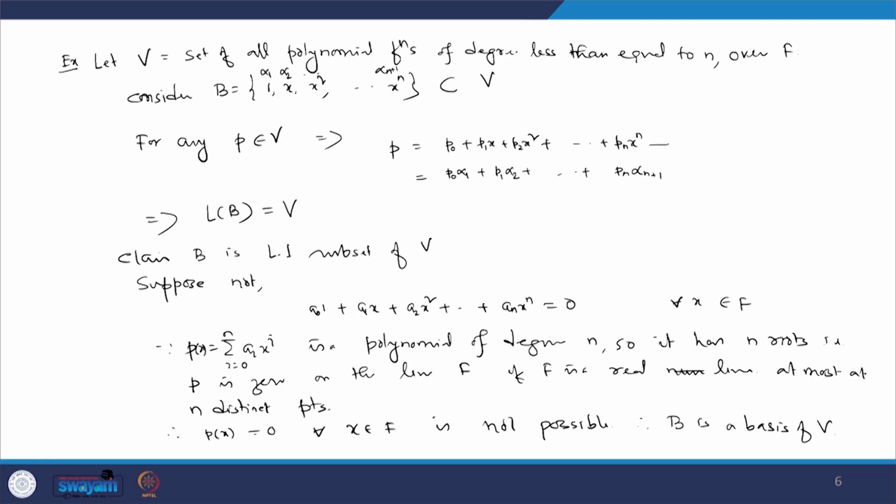If you consider V as the set of all polynomial functions of finite degree over the capital F, then to span V we need a basis having an infinite number of terms. So, let me define the concept of dimension.